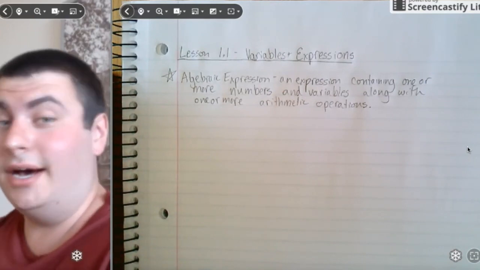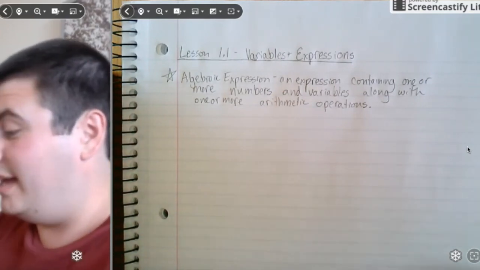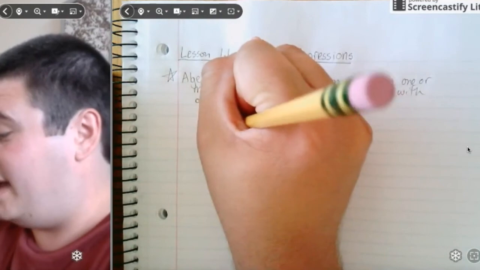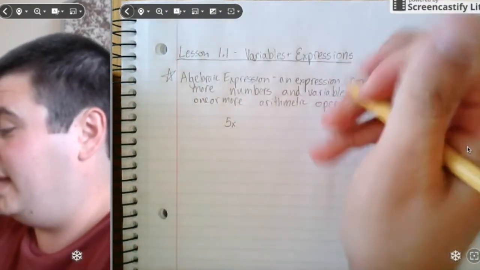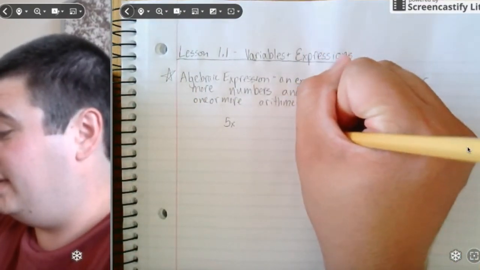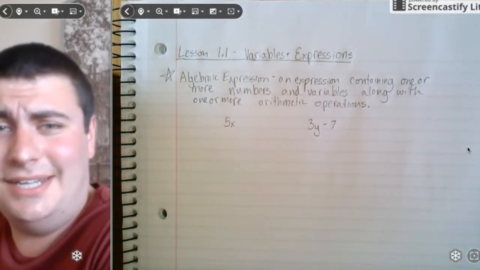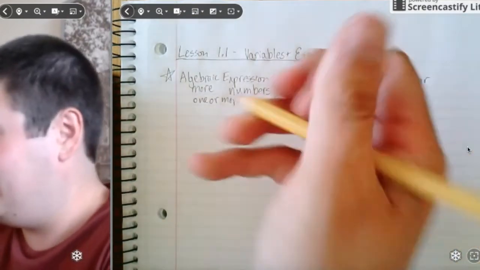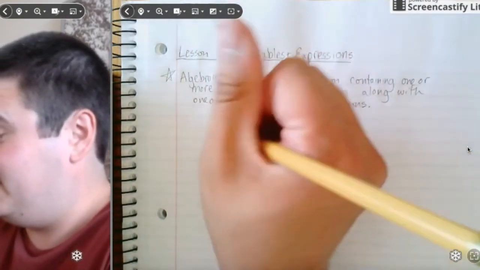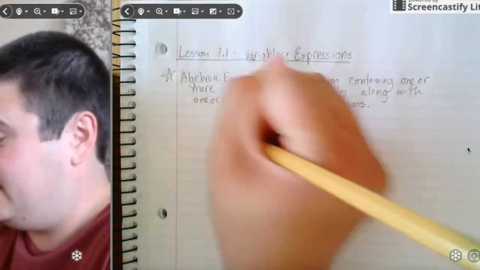So, what does this look like? We could have the expression 5x. We could have the expression 3y minus 7. There are numerous parts of these algebraic expressions. In this first one, we have two parts.